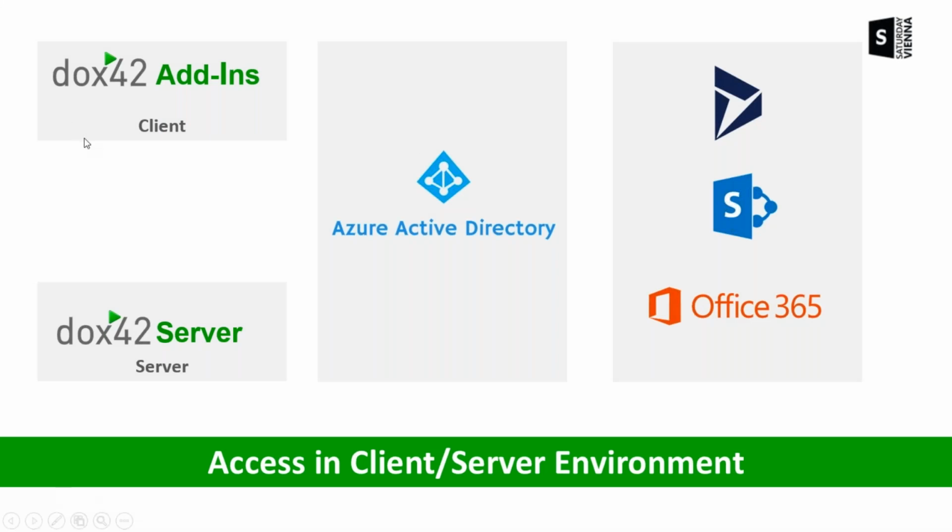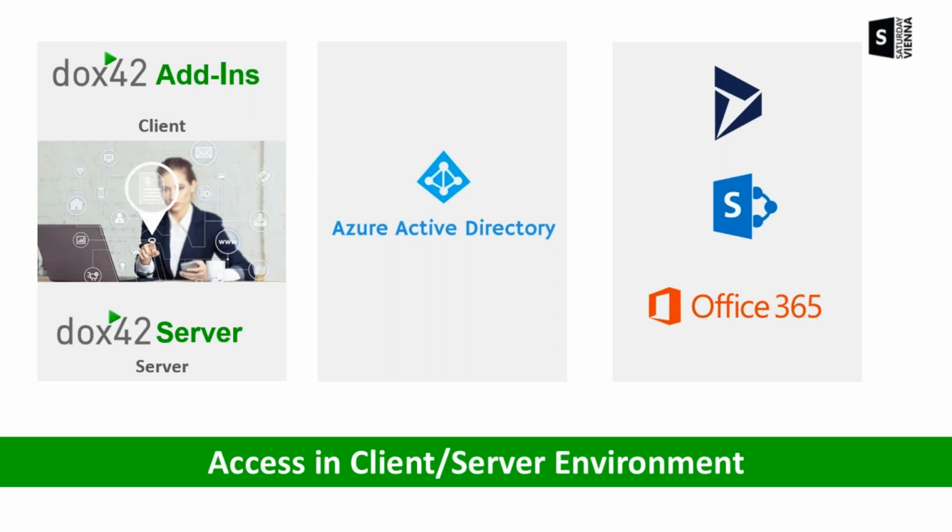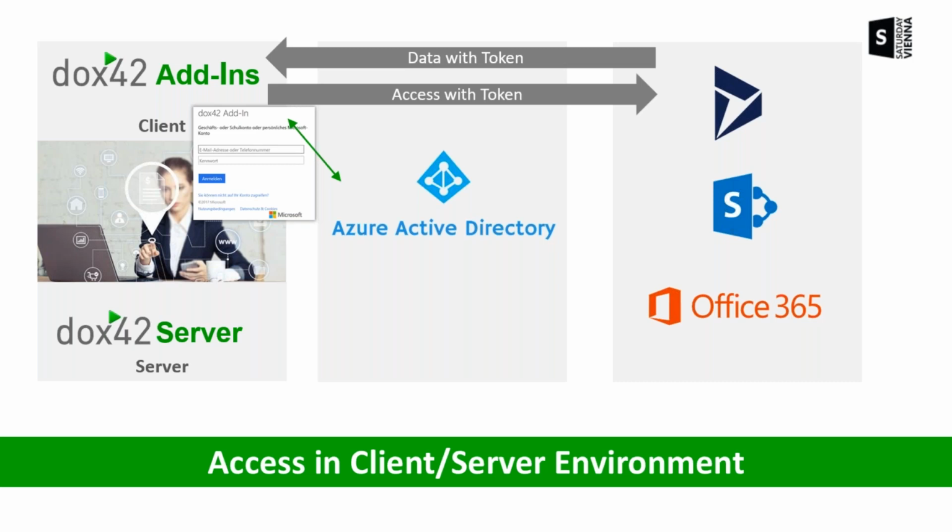We have the dox42 add-ins, the client, and the dox42 server. As soon as the user wants to generate the document from the add-in, a login box pops up. You can enter your Azure Active Directory credentials. Azure Active Directory provides a token, and you can access data with the token from the native app. So that's pretty straightforward. On the server, it's a bit more complicated. If you want to call the dox42 server from your SharePoint, then this adal.js, this is a JavaScript library, offers you some functionality to connect to Azure Active Directory and get an authentication token. And you pass that authentication token to the REST service, to the dox42 server.